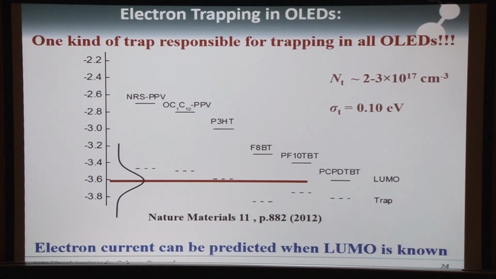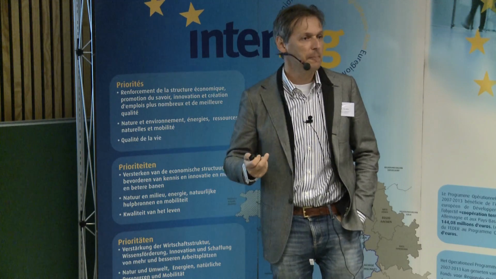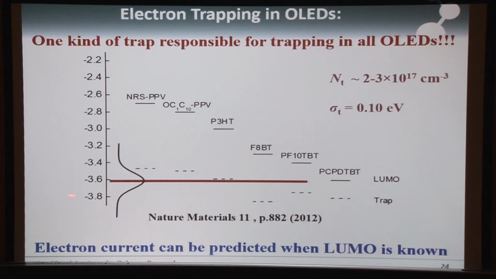So if you, for example, now take PCBM, that has a LUMO here at 3.8, that means that if this impurity is present, it's outside the band gap and it doesn't trap electrons anymore. Then the LUMO of the material is lower than the LUMO of this impurity.